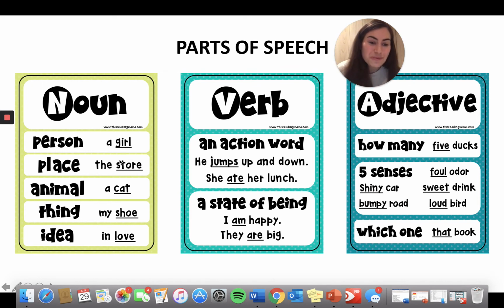It can also be a little bit tricky with adjectives because it can also be which one. So that book. It's describing which book. That one. That's the adjective.